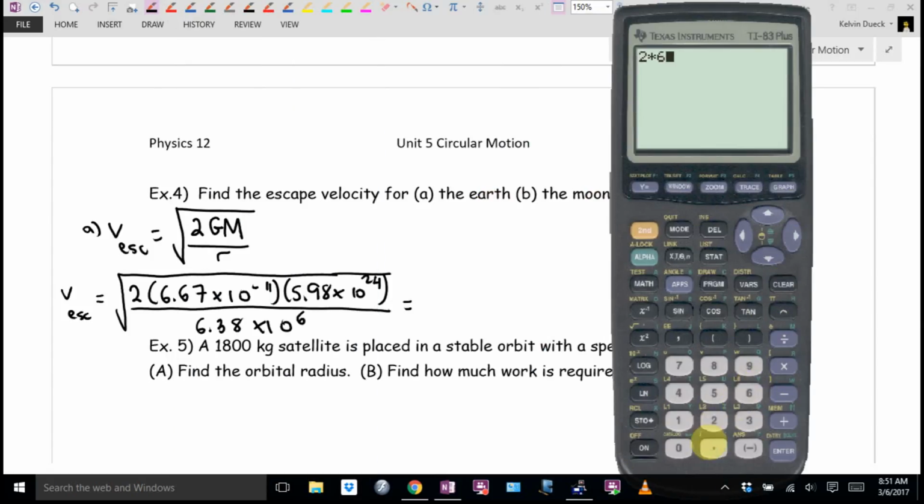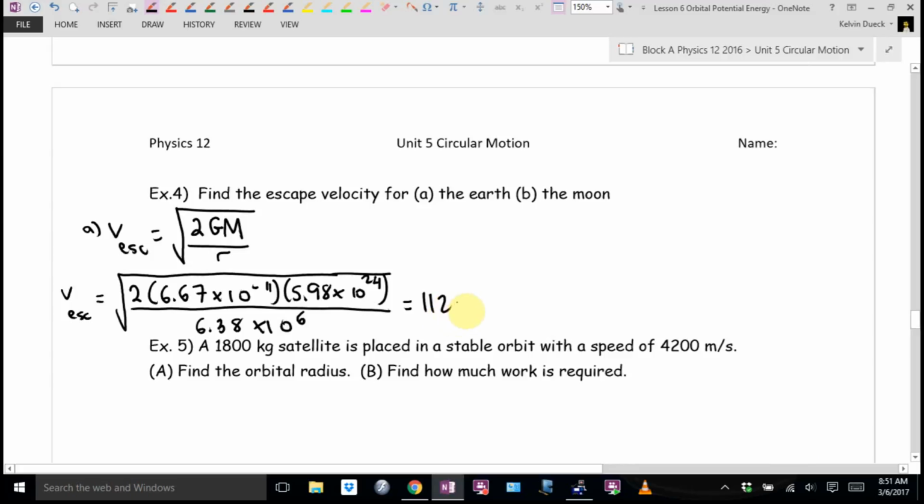2 times 6.67, scientific notation, negative 11, times mass of the Earth, divided by 6.38. Did I type that right? Looks good. Square root of that. I know escape velocity, it's almost 11,000. Is it not 1111 or something like that? Yeah, it's a little over 11,000. 11,200 meters per second, which we can do with our current technology.